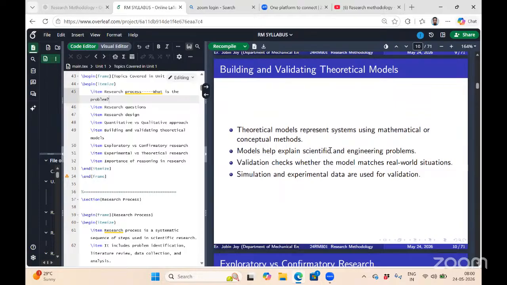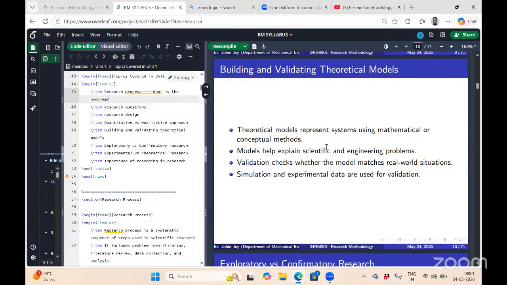Theoretical models, building theoretical models and their validation. Theoretical models mean representing the real systems mathematically or conceptually. With the help of this mathematical model, we can explain scientific and engineering problems. Validation means checking whether, so now we have a theoretical model, we have to validate whether this model matches real world situations.